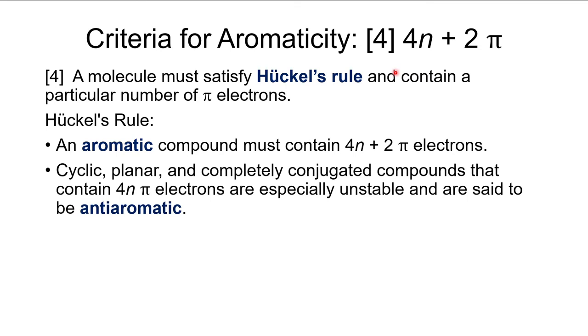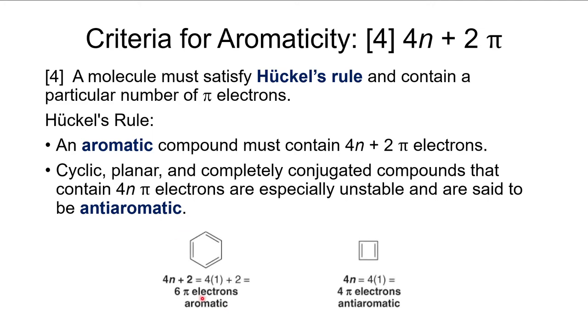If a molecule is completely cyclic, planar, and completely conjugated, but it has 4n pi electrons, we're going to find that not only is it not aromatic, it's unusually unstable, and it's said to be anti-aromatic. We're going to explain why that's the case here in just a little bit.